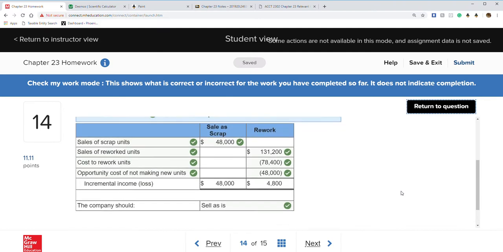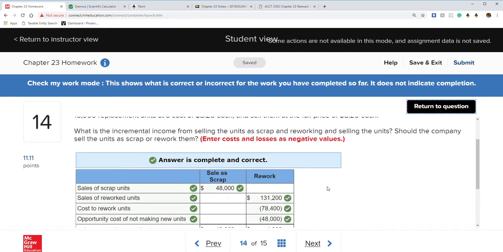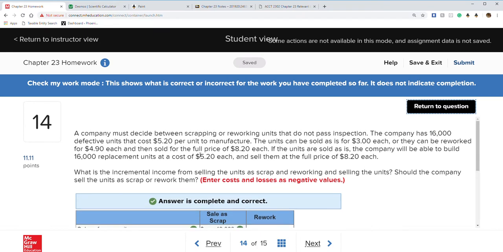And there we go. So again, the watch out here is opportunity cost. Take the amount that you're going to sell this rework for and subtract the cost that would be to actually produce an actual unit that's non-defective. And that will get us our opportunity cost.